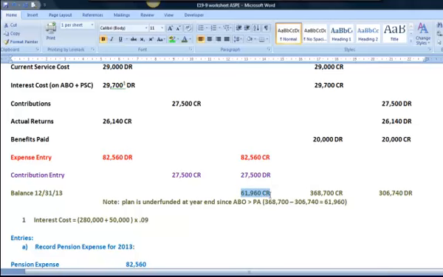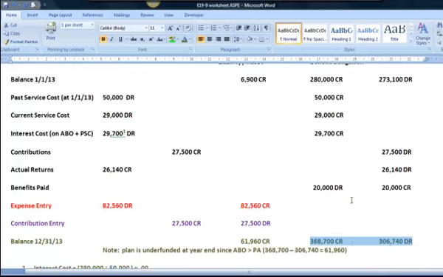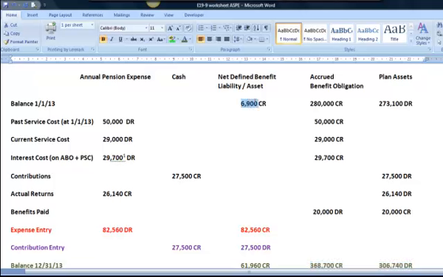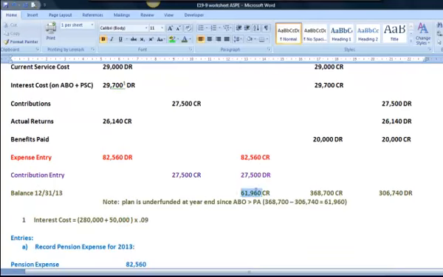So what we should be doing, and what our actuary should be advising us, is to try and make up that shortfall. You don't have to make it up all in 1 year, but you should be working toward making up the shortfall, because you can see it's growing. You had a $6,900 underfunded amount, right? So you're underfunded in your plan. It's grown by just over $55,000, right? So you should be making plans to fund that.